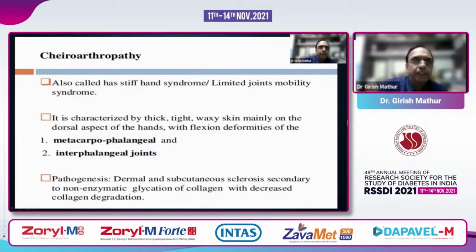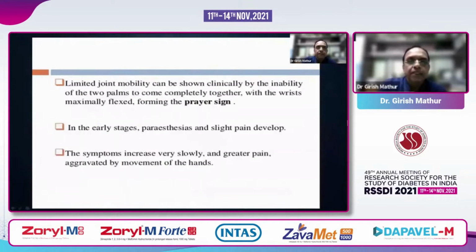First is diabetic arthropathy, also called stiff hand syndrome or limited joint mobility syndrome. It is characterized by thick, tight, waxy skin, mainly on the dorsal aspect of the hands, with flexion deformities of the metacarpophalangeal and interphalangeal joints. The pathogenesis involves dermal and subcutaneous sclerosis secondary to non-enzymatic glycation of collagen with decreased collagen degradation.